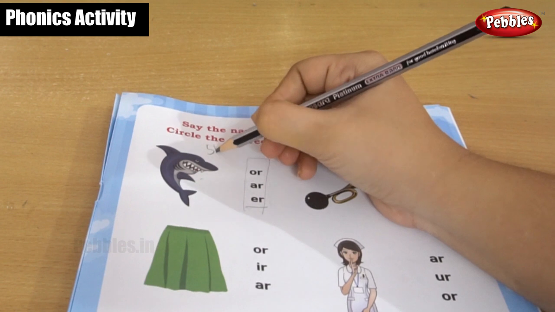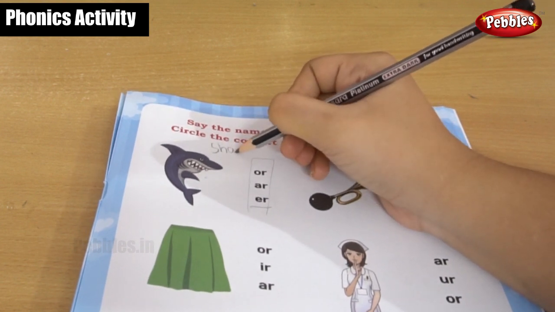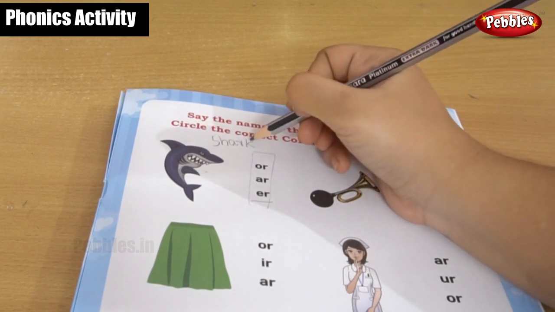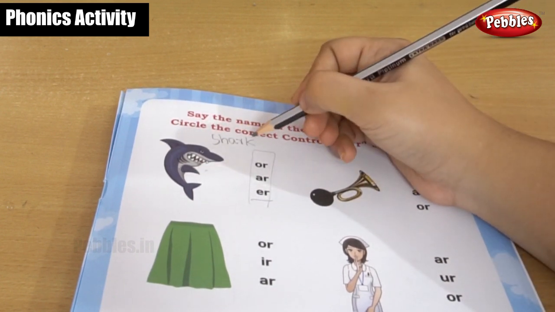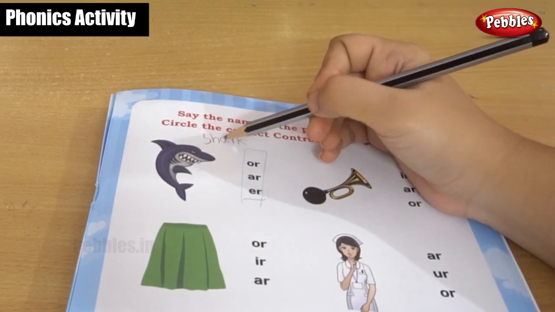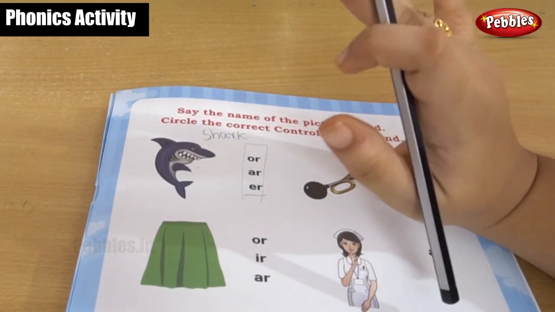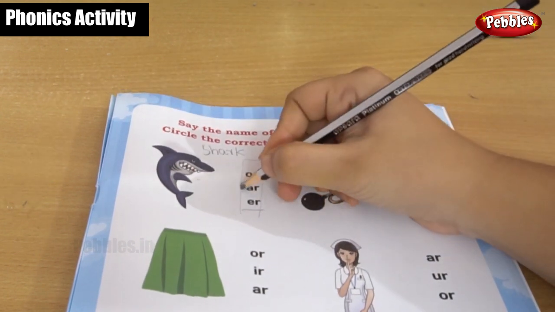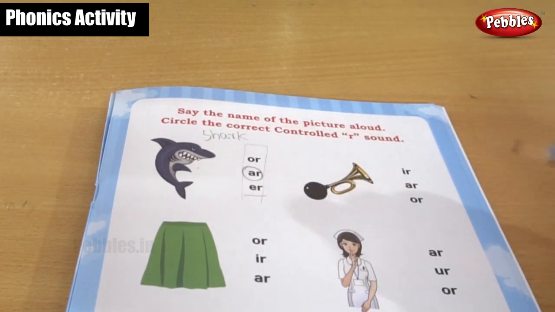S-H-A-R-K, shark. Okay, you are getting an R sound. If you put O, then it will become a short, not a shark. A-R. Okay, listen to this.